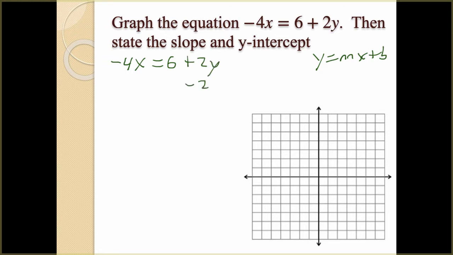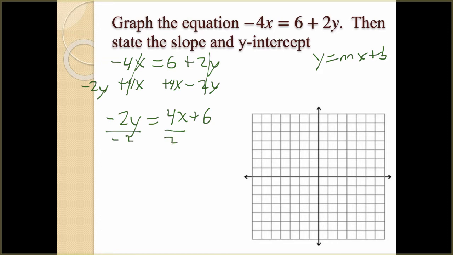First, I need to get my y's to the left, so I'm going to subtract 2y from both sides. And I need to get my x's on the right, so I'm going to add 4x to both sides. We do that, this cancels, we get negative 2y equals 4x minus, or plus 6. So we have negative 2y equals 4x plus 6, divide everything by negative 2. And when we do this, we get y equals negative 2x minus 3. So in this case, our m is negative 2, and our b is negative 3.